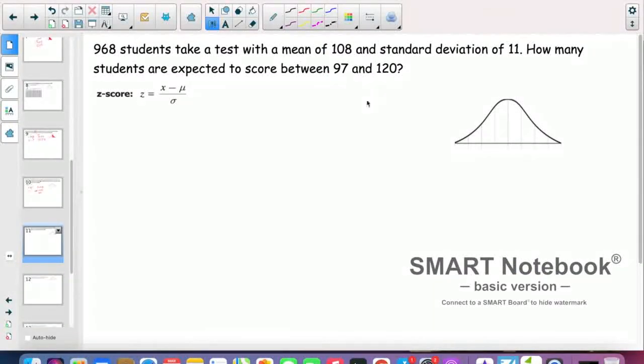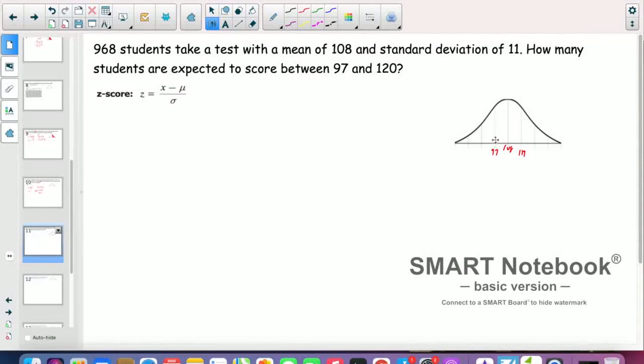In the next one, 968 students take a test with a mean of 108 and a standard deviation of 11. How many students are expected to score between 97 and 120? If the mean is 108, we want to know how many are going to score between 97 and 120. If the standard deviation is 11, 108 plus 11 would be 119, so 120 is just above 119. And 108 minus 11 would be 97.